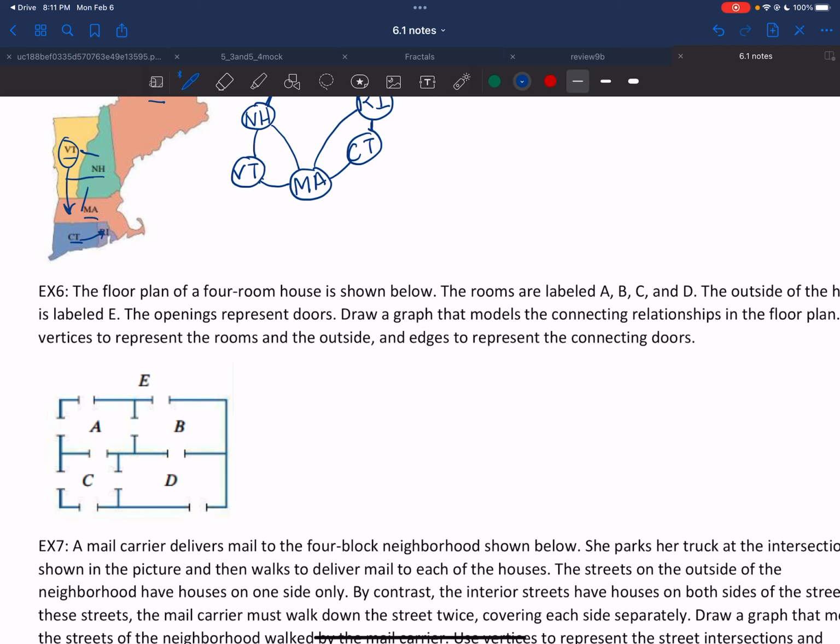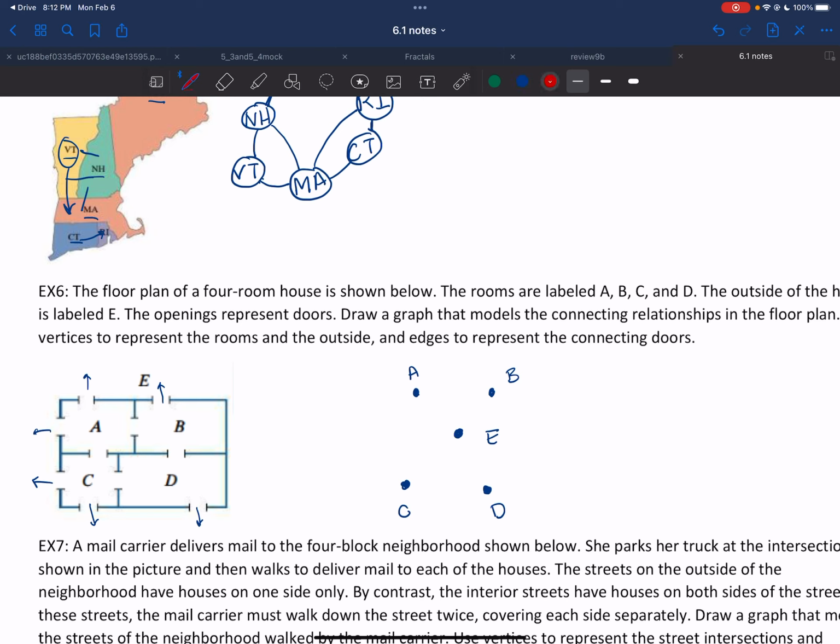Okay, so here's what I'm going to do on this one. Because so many of these things connect to the outside, I am going to go ahead and put E in the center. I'm going to put E in the center. And then I'm just going to put everything around it. Now I could geographically put it in the order that we see it, but I can tell that all of these are going to be connected to the outside. And so it makes more sense to me to have it connected that way.